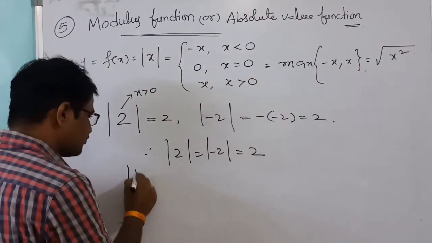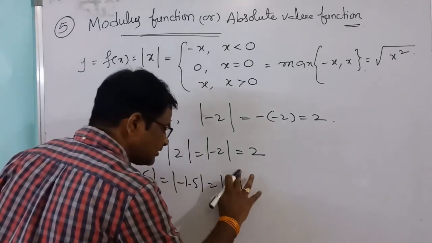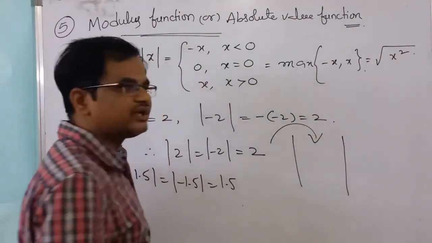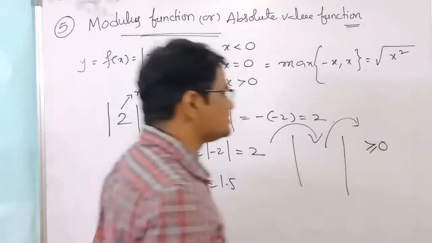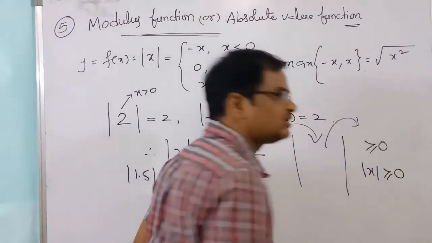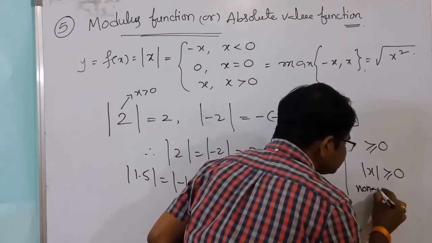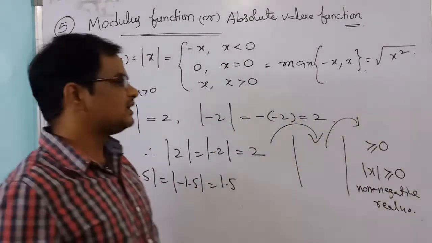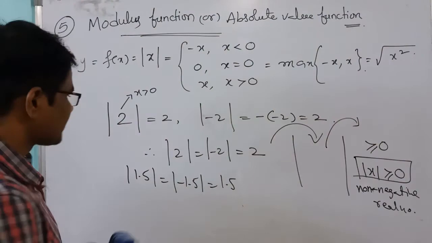So mod of 1.5, modulus of minus 1.5, what will we get? 1.5 only. Means any input from the real numbers you take, the output is what? Greater than or equal to 0 only. Means what is the conclusion? Modulus x is greater than or equal to 0. Means non-negative real number. Modulus x is a non-negative real number. This is the important condition. Right.